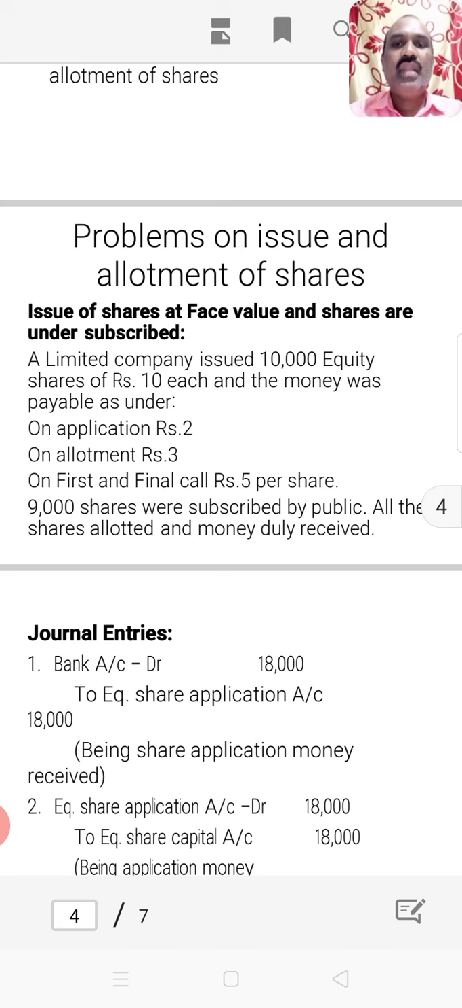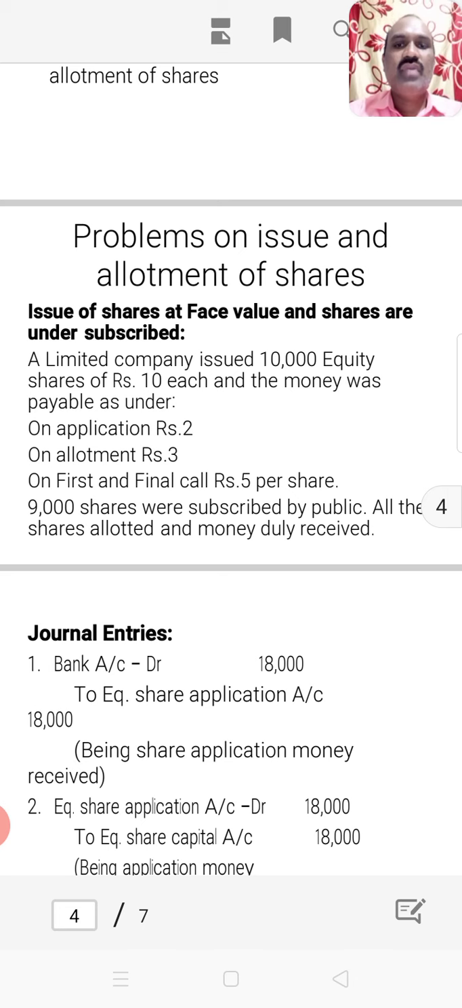A limited company issued 10,000 equity shares. This is issued capital. 10,000 shares are issued by the public company to the public for subscription at the rate of 10 rupees each. The money was payable as under: 2 rupees on application, 3 rupees on allotment, and the remaining 5 rupees on first and final call. Only one call is made by the company, that is at the rate of 5 rupees.